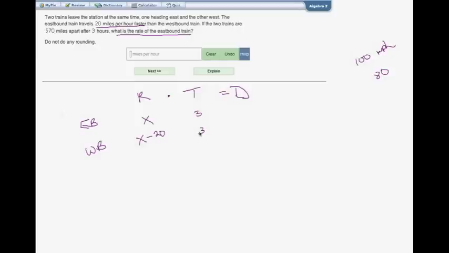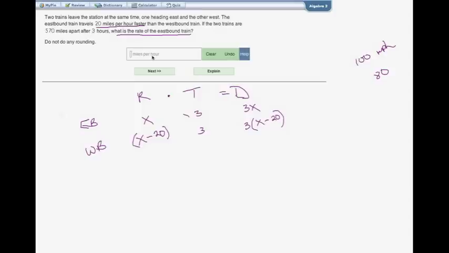All right, now we can multiply across to fill in the distance. X times 3 equals 3x. So the eastbound train has traveled 3x miles. For the westbound train, we have x minus 20 times 3. So it's the whole quantity x minus 20 times 3, so we want to put it in parentheses. 3 times the quantity x minus 20. All right, and the two trains are 570 miles apart after 3 hours.